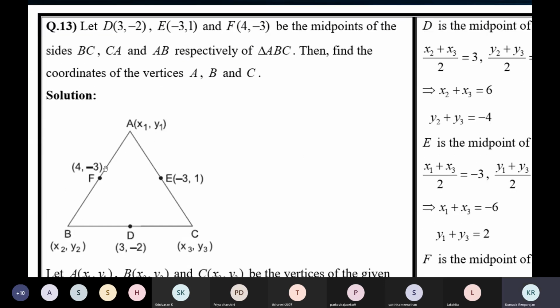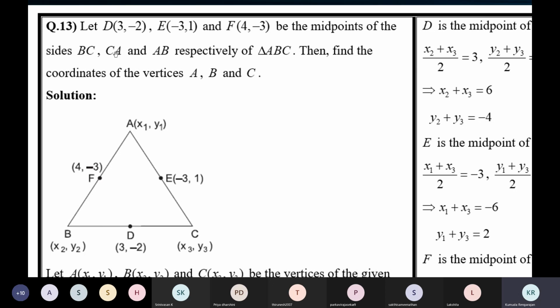All right. So you can see here, children, the triangle ABC. We don't know the coordinates of the vertices A, B, and C. So x1, y1, x2, y2, x3, y3. D is the midpoint of BC. Be very careful. D is the midpoint of BC.